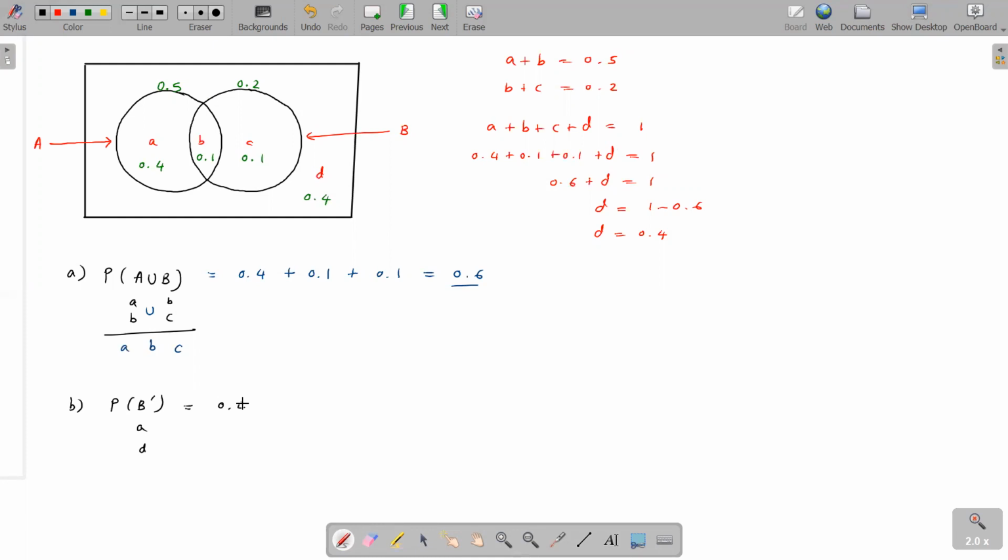Probability of A is 0.4. Probability of D is also 0.4. Answer is 0.8. That's correct. Okay, so part C.